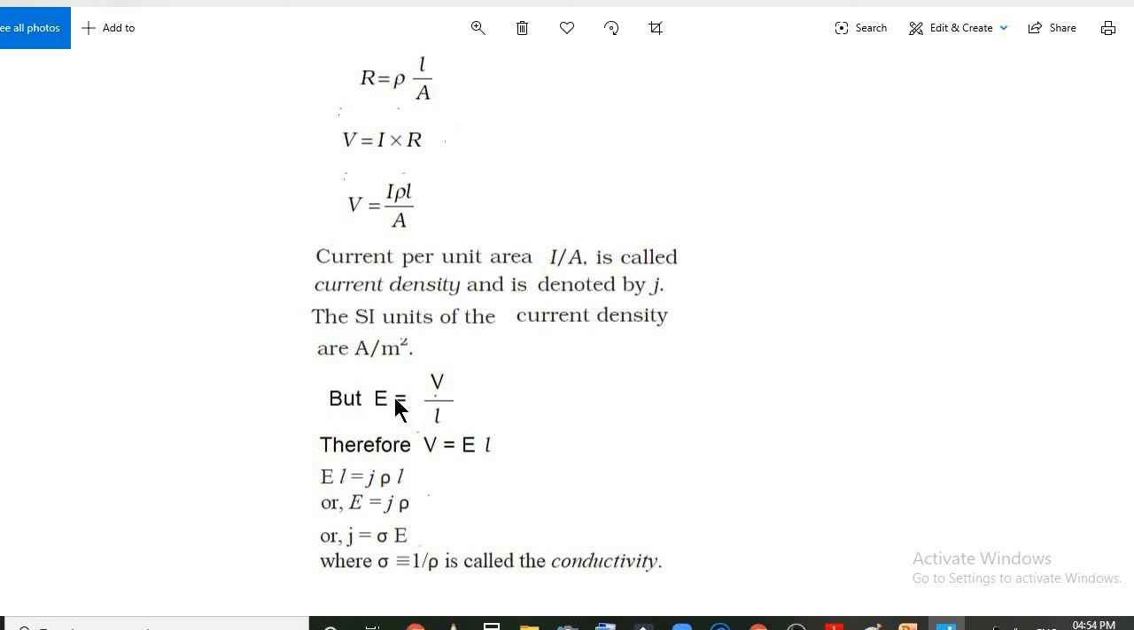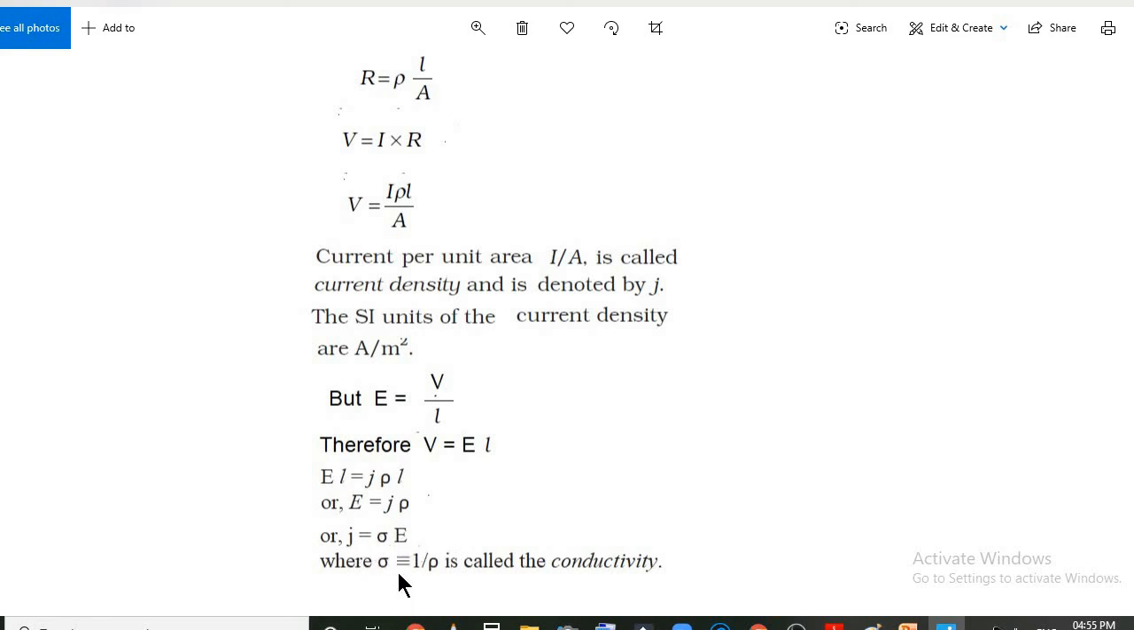Then we studied E is equal to V by L. Therefore V is equal to E into L. So here instead of V we can substitute E into L, and instead of I by A we can substitute J. So J into rho L. L and L can cancel, we will get E is equal to J into rho. Now if you take rho to the other side, it becomes 1 by rho into E is equal to J, or J is equal to 1 by rho into E, and 1 by rho can be written as sigma. So J is equal to sigma E.